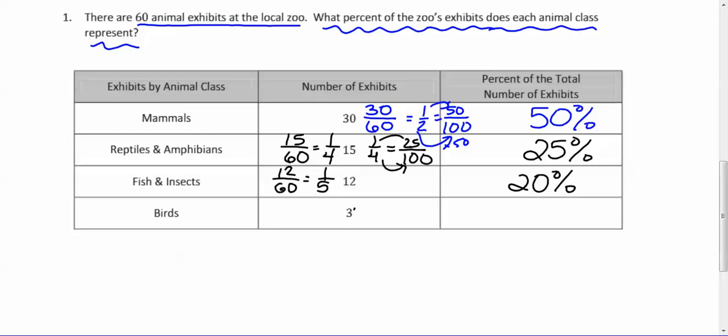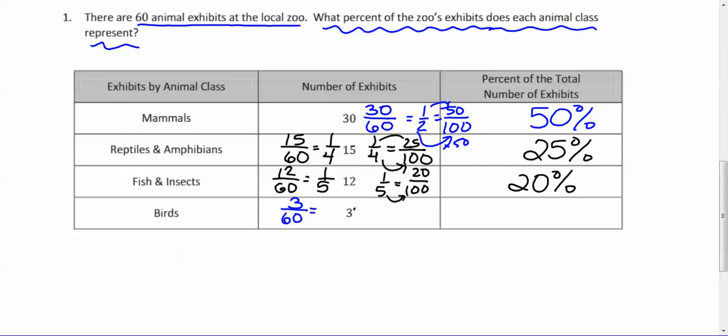So again, if you want to see that, we simplified it to 1/5. We want to figure out what that is out of 100. 5 times 20 is 100. 1 times 20 is 20. All right, and then there are 3 bird exhibits out of 60. Man, they could do better with the birds here. All right, 3 out of 60. What will that simplify to?